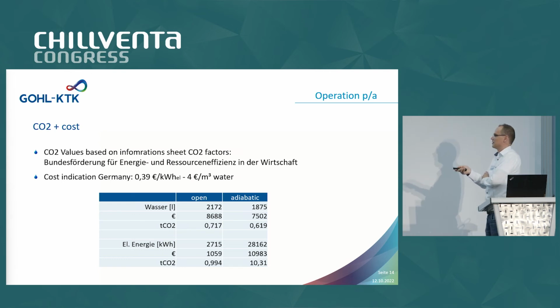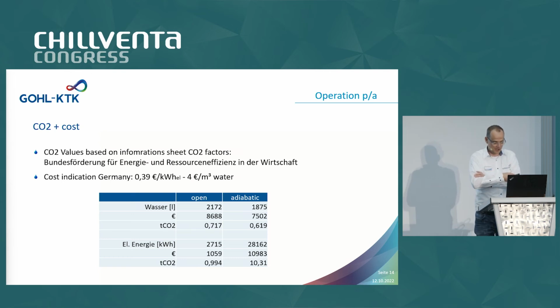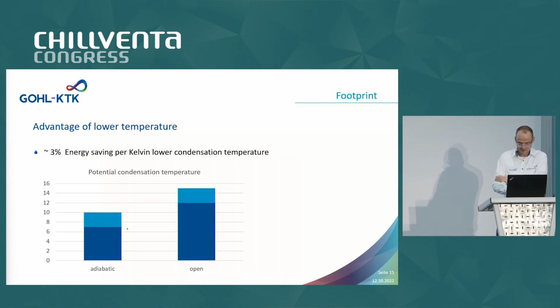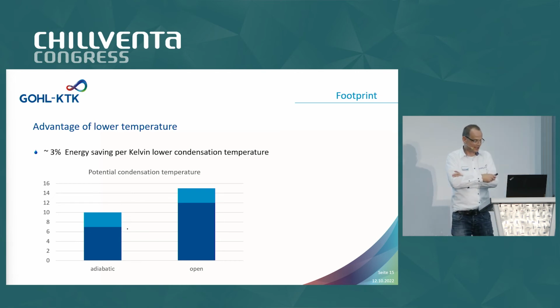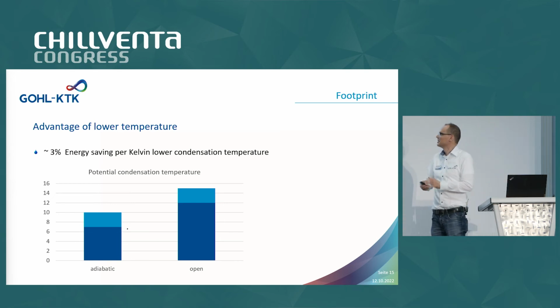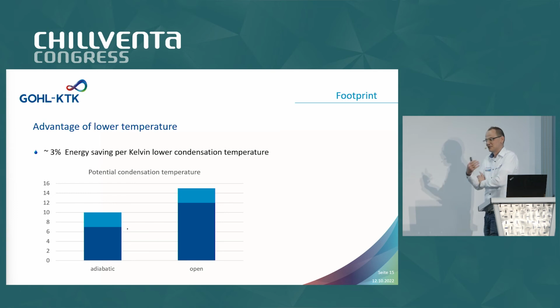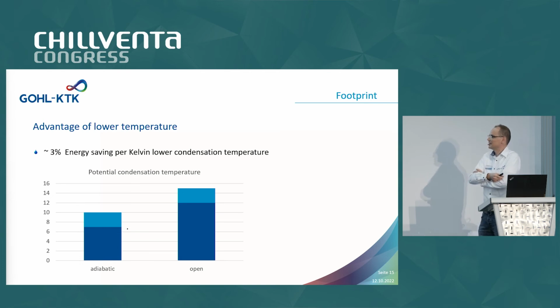And of course, you see here an open type cooling tower can be very, very energy efficient compared to adiabatic systems. This also probably leads to lower temperatures in the process of the chiller. I know it's a big rule of thumb, but per Kelvin by which you lower the condensation temperature of the chiller, you can gain 3% energy efficiency at the chiller.